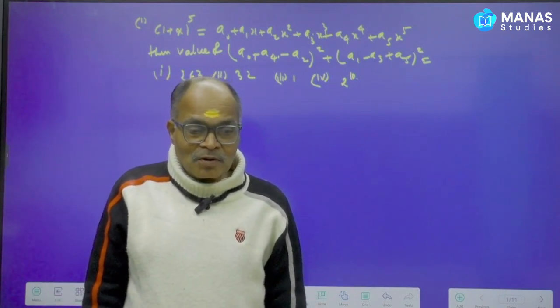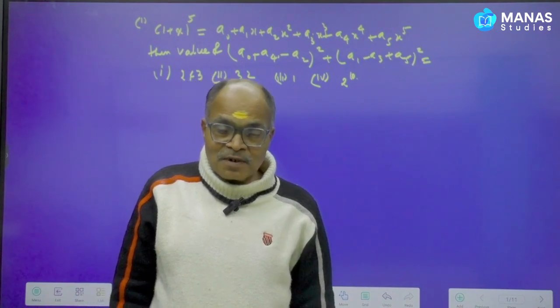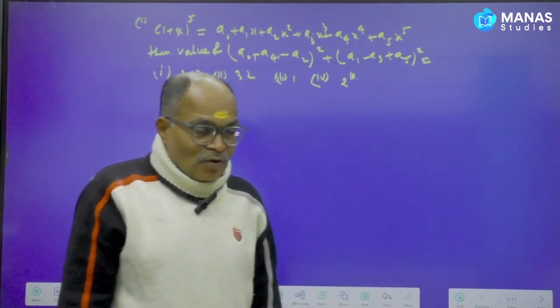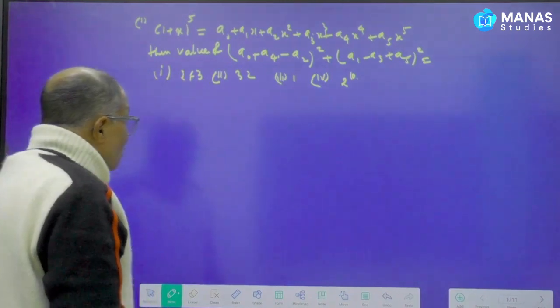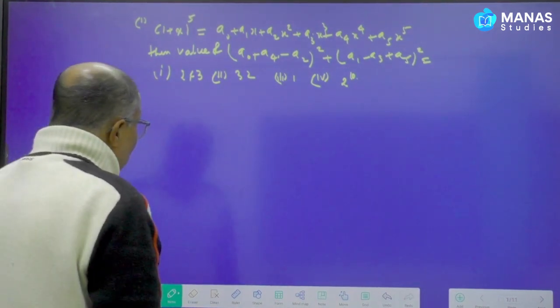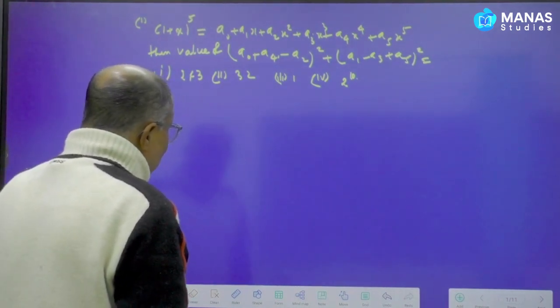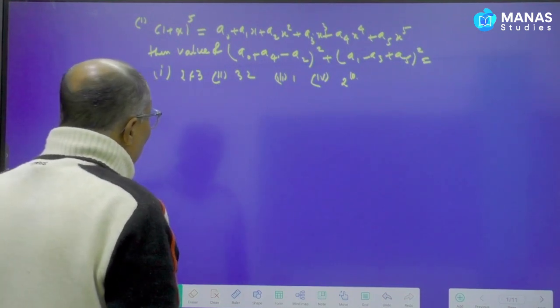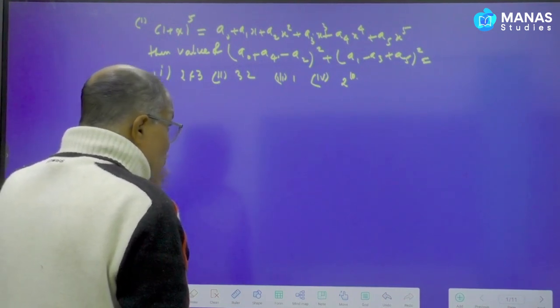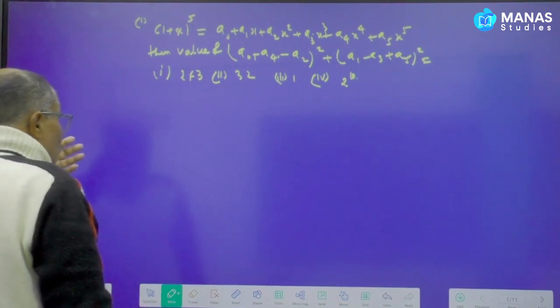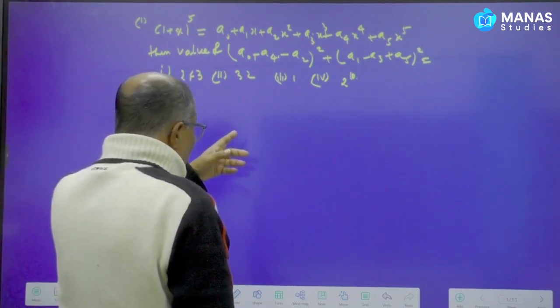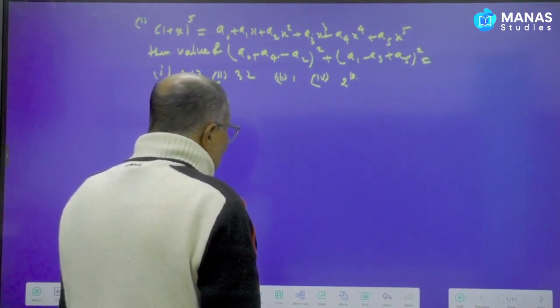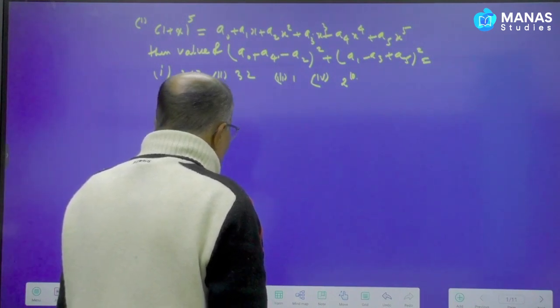Today I am going to do IIT and JEE Advanced questions from the chapter Binomial Theorem. First question is on the screen. (1 + x)^5 = a0 + a1x + a2x² + a3x³ + a4x⁴ + a5x⁵. Find the value of (a0 − a2 + a4)² + (a1 − a3 + a5)².